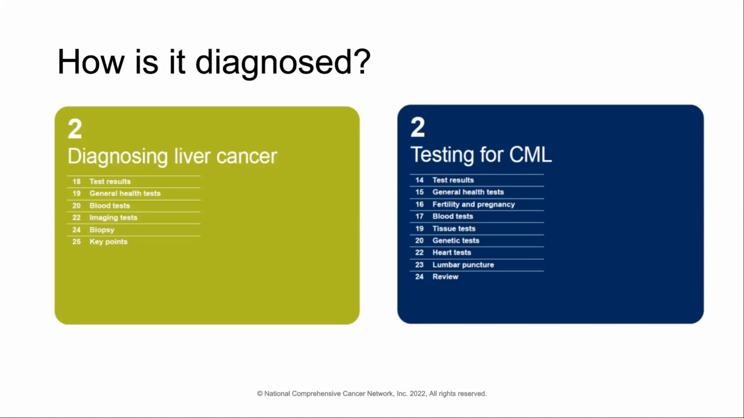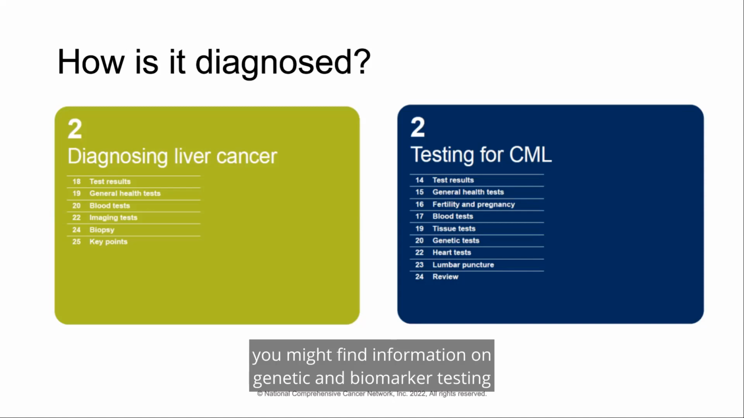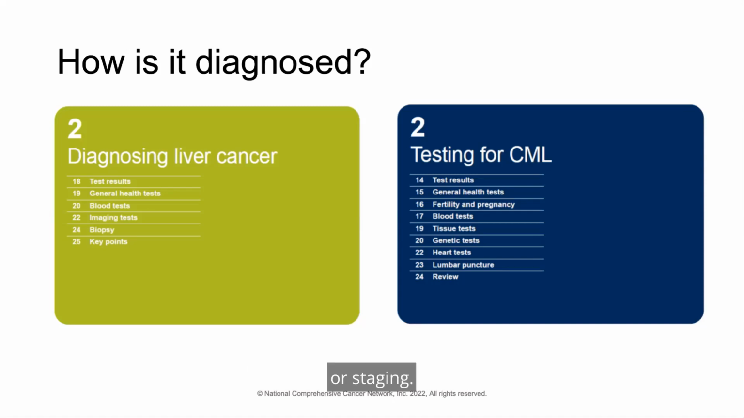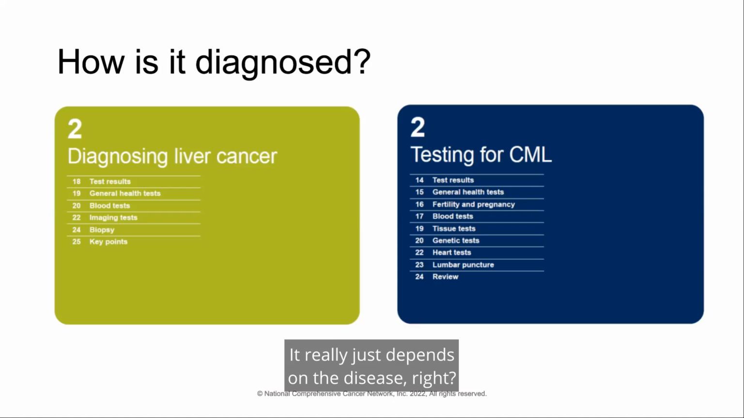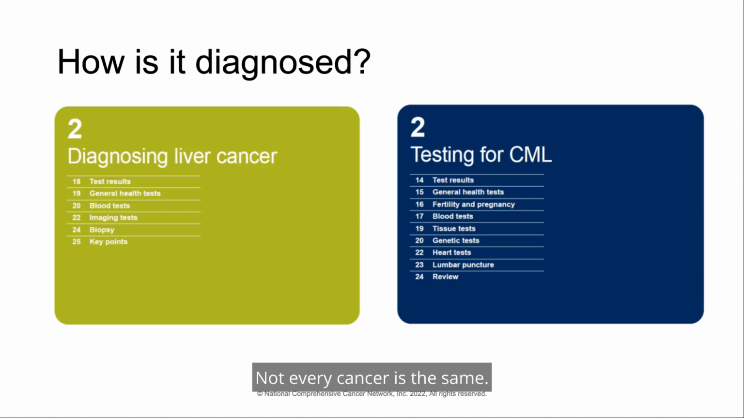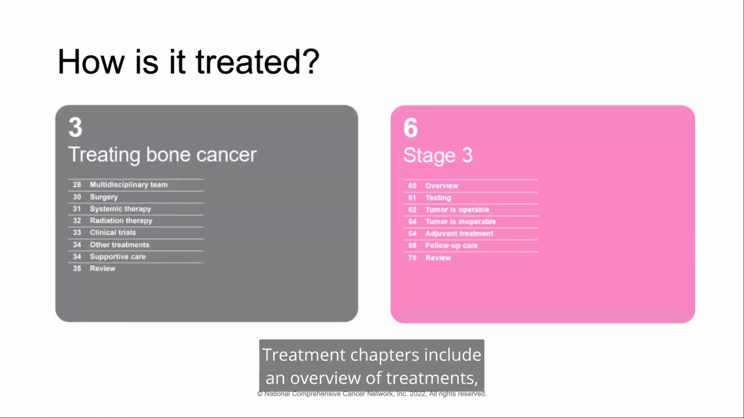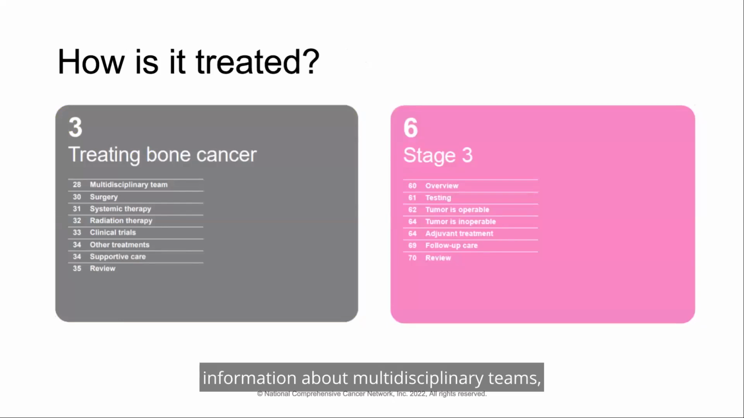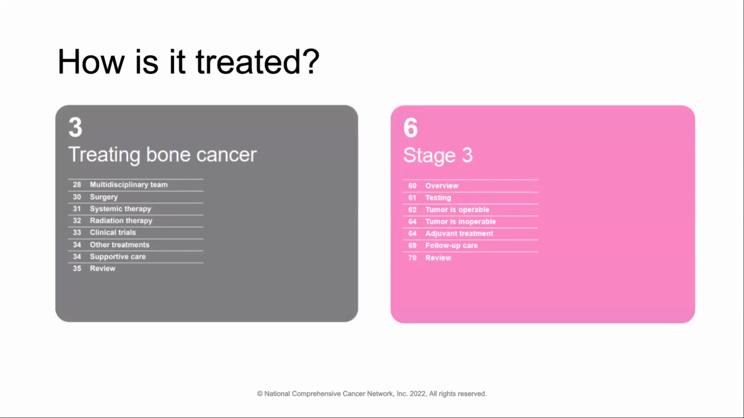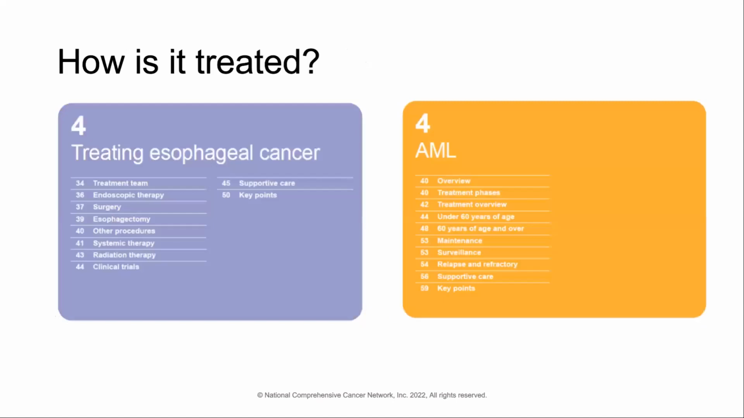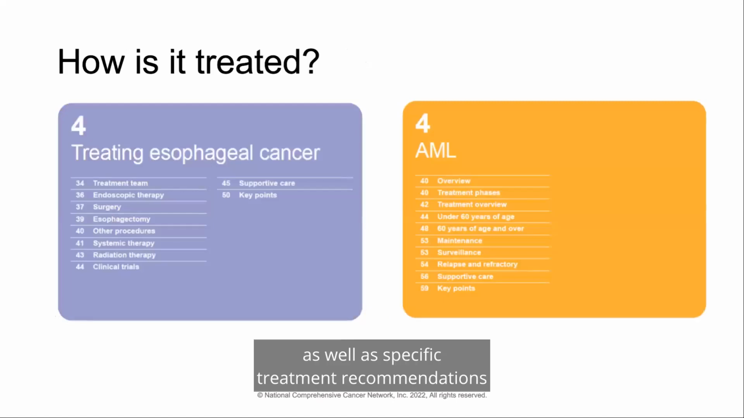So in diagnosing or testing, you might find information on genetic and biomarker testing or staging. It really just depends on the disease, right? Not every cancer is the same. Treatment chapters include an overview of treatments, information about multidisciplinary teams, as well as specific treatment recommendations based on a cancer stage or disease subtypes.